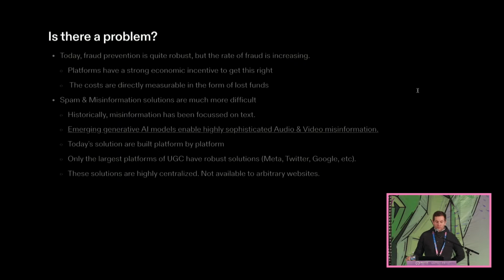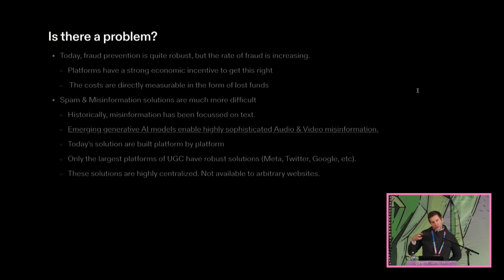And then on spam and misinformation, I think this is where there's really an opportunity to do a better job. So historically, misinformation is focused on text. As I said, generative AI makes highly sophisticated audio and video misinformation possible. And today's solutions are really built platform by platform, only by the largest organizations in the traditional internet, Google, Facebook, et cetera. They essentially have teams viewing this content, trying to train models to predict whether it's good or bad information. And information is highly subjective, so it's very difficult to determine a sense of ground truth.